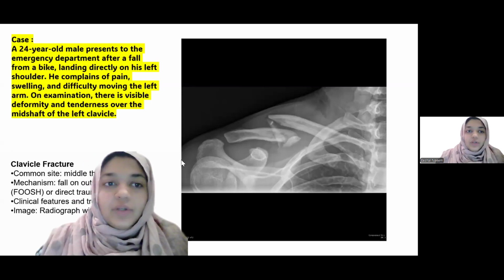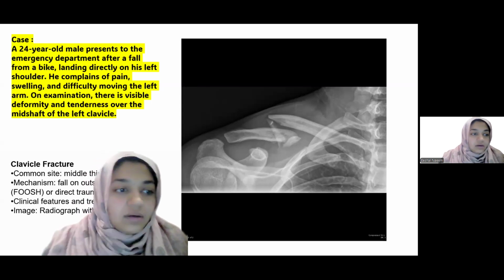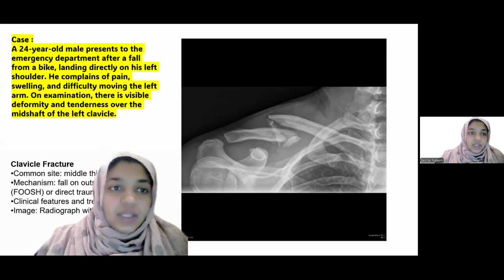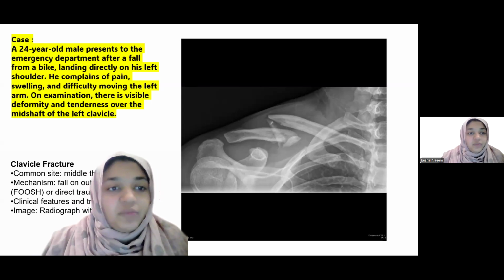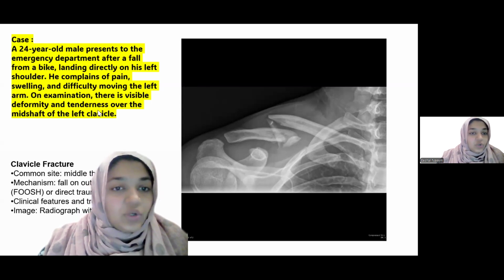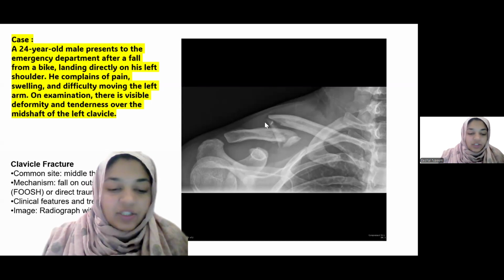Hi guys, so today we're doing the upper limb fractures, and the first case we have is the clavicle. Now, what is the clavicle fracture? First, read the case. A 24-year-old male presents to the ER after a fall from a bike, landing directly on his left shoulder. He complains of pain, swelling, and difficulty moving the left arm. On examination, there is visible deformity and tenderness over the mid shaft of the left clavicle. As you can see in the X-ray, it's very easy to tell that the clavicle is fractured.